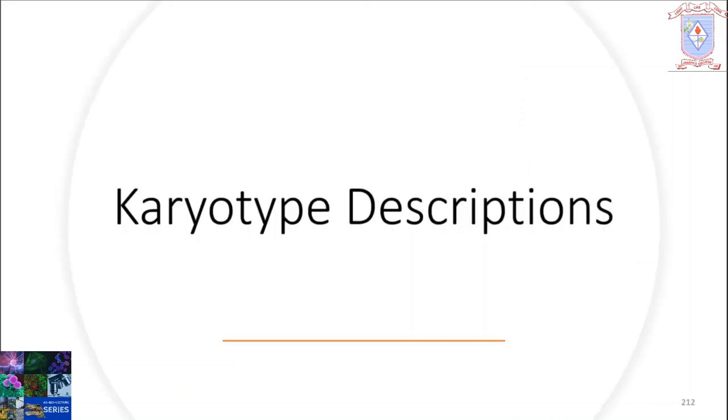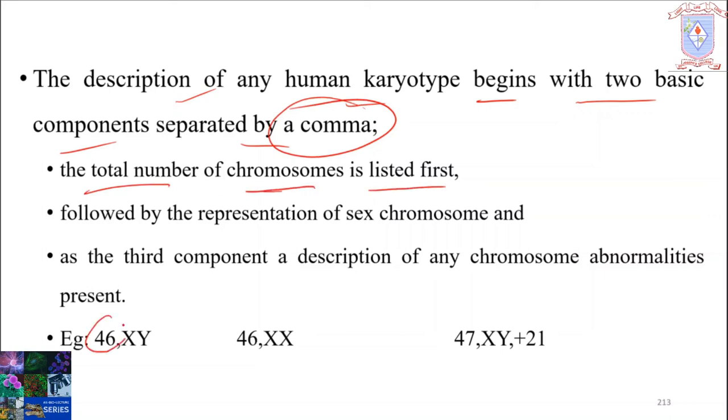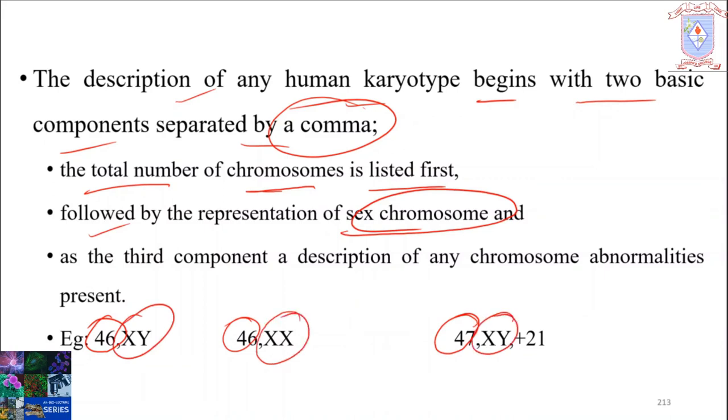Next, let's discuss karyotype descriptions. The description of any human karyotype begins with two basic components separated by a comma. First, the total number of chromosomes is listed. So in this example, you can see it starts with the total number of chromosomes, followed by the representation of sex chromosomes. Here you can see XY, XX, and here it is XY.